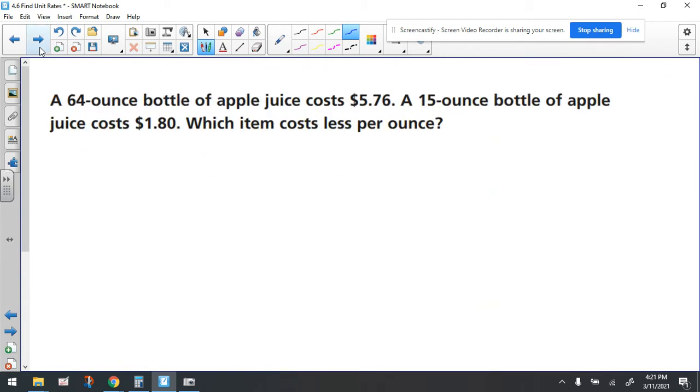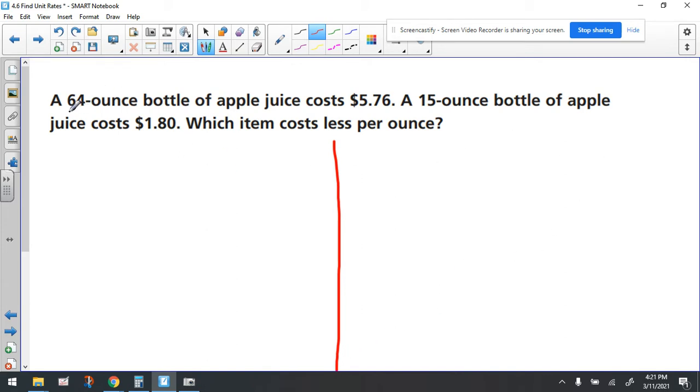All right, let's take a look at another example. A 64-ounce bottle of apple juice costs $5.76. A 15-ounce bottle of apple juice costs $1.80. Which item costs less per ounce? So again, we're doing a comparison of two different things. Whenever you're comparing two different things, the recommendation is to draw a line down the center of your workspace and figure out how you want to label it.